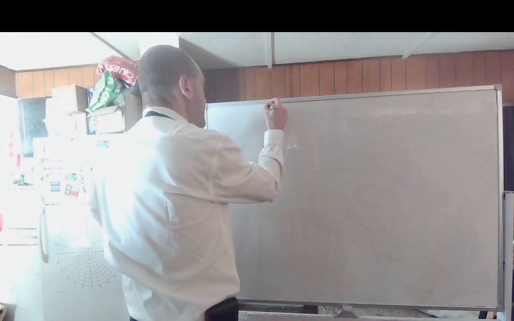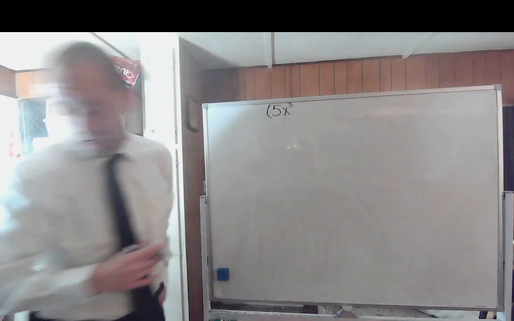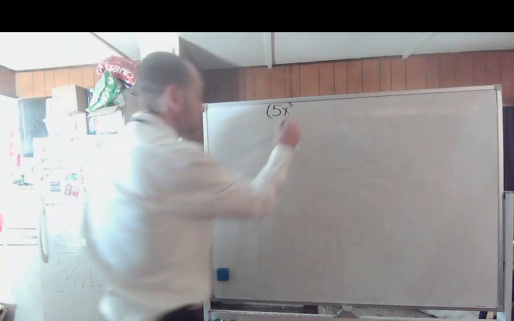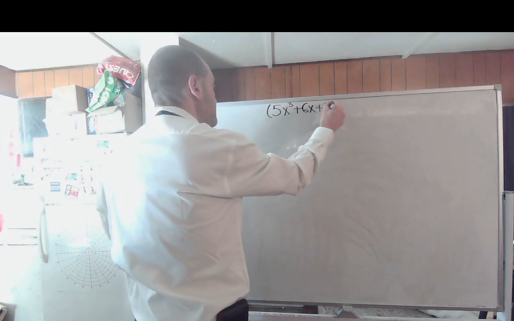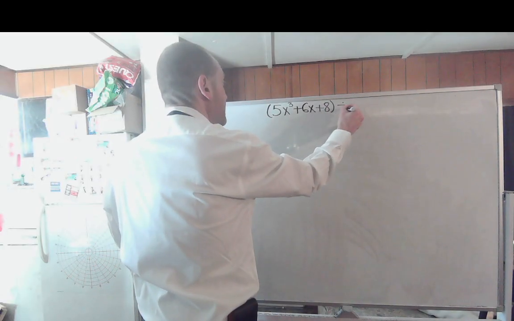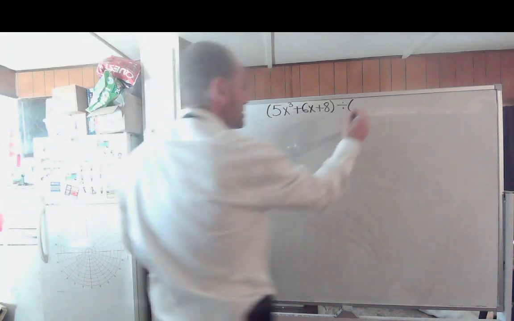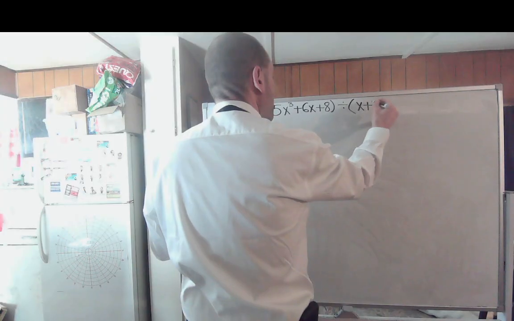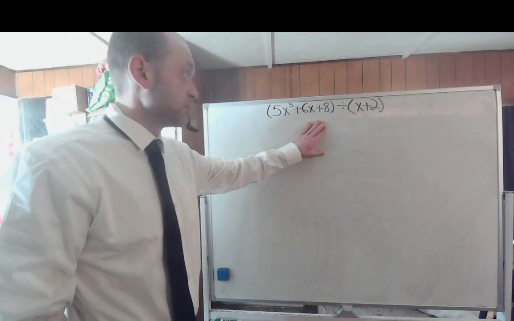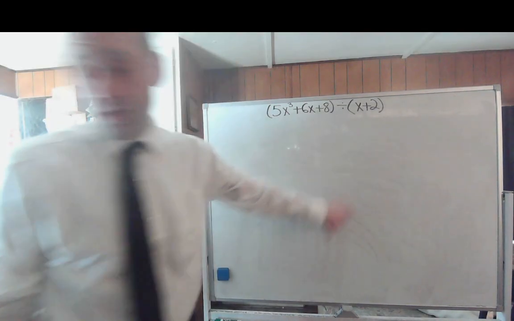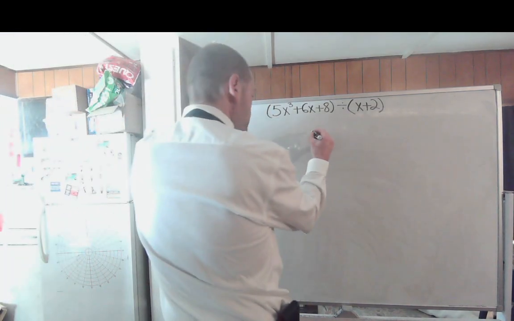Alright, let's say we had something like 5x to the third plus 6x plus 8 divided by x plus 2. Alright, so you have 5x to the third plus 6x plus 8 divided by x plus 2. We're going to use synthetic division again. So set up your table.